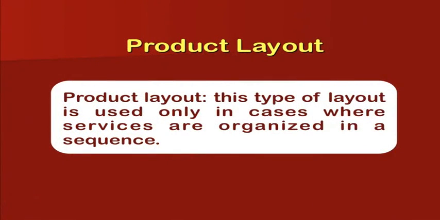The product layout. In this type of layout, it is used in cases where services are organized in a sequence. That is, product layout is designed when you are dealing with one product and this product has to give services to the customers. So, there will be a sequence that you are moving from A to B, and there is a simple assembly line, that is, you are arranging the materials in a sequence to make the final product. So, this product layout is simple and is used in a detailed way when the company is dealing with one product.